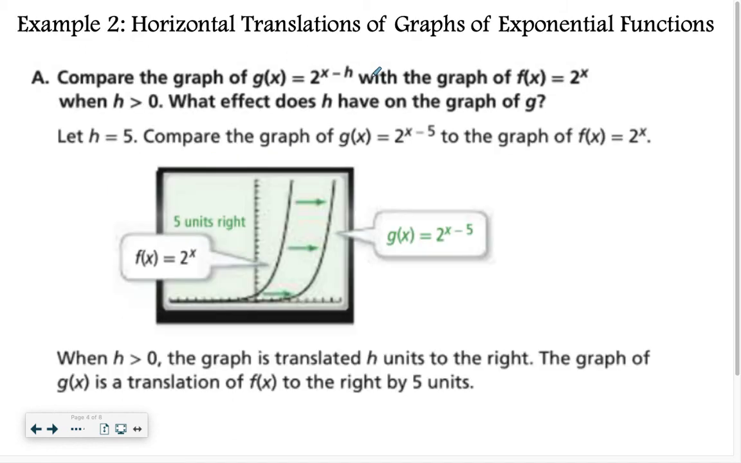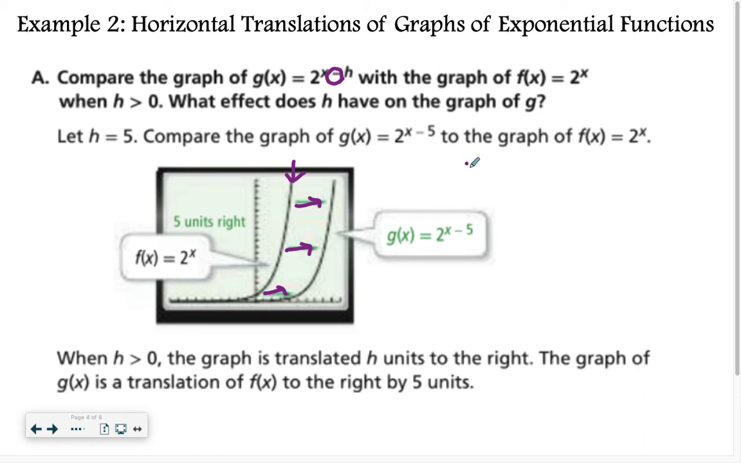All right, example 2. Let's look at horizontal translations of the graphs of exponential functions. So if we look at the graph, g of x equals 2 to the x minus h power. Again, here's our parent function right here. If we do minus 5, that's going to, remember, move it to the right because the general formula is a minus. So that means it does the opposite.